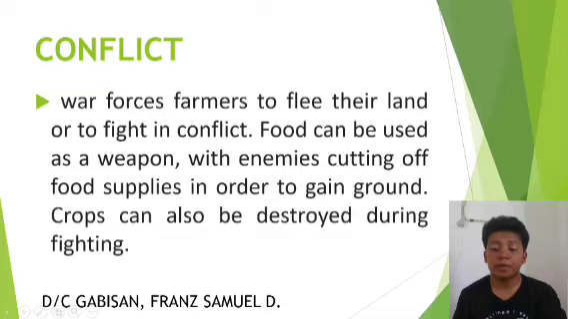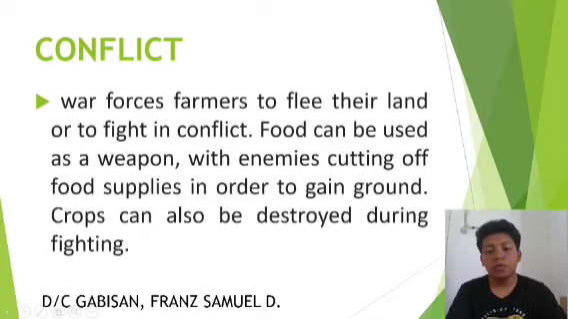So the next factor is conflict. War forces farmers to flee their land or to fight in conflict. Food can be used as a weapon, with enemies cutting off food supplies in order to gain ground. Crops can also be destroyed during the fighting. Food shortages have caused riots and conflict. The South Sudan region has faced conflict for 4 years, with 4 million people facing food insecurity. In the Darfur area, conflict has lasted years because of disagreement over land and grazing rights.